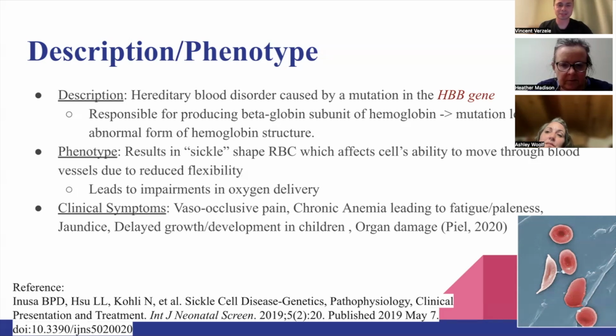This is when the body breaks down the red blood cells and releases excess bilirubin, and your skin will start to become more yellowish in tone. Generally, this disease will also cause chronic anemia, which reduces oxygen and nutrients in growing tissues. So you can have stunted growth and development in children. And finally, research shows that there can be organ damage as well.